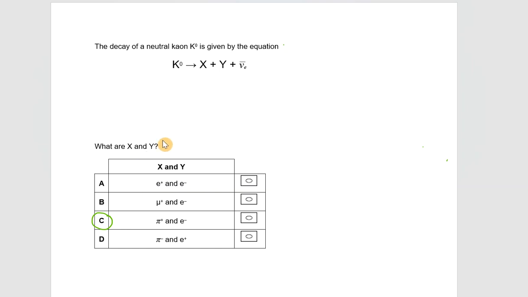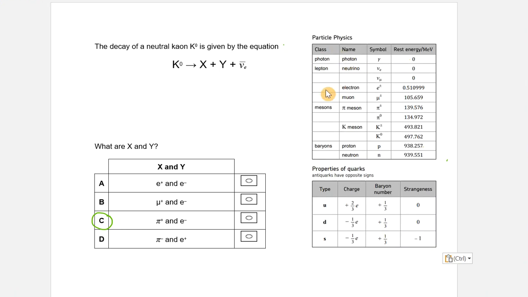So before I start, I'm going to open up my data book at the correct page. And when I say correct page, I mean page 2, which has all the information on particles on it. Okay, so the decay of a neutral kaon is given by the equation. There's the equation. What are x and y?